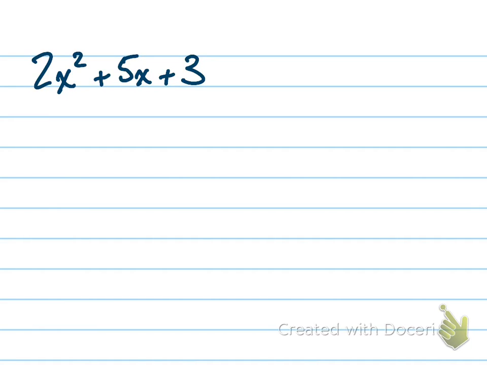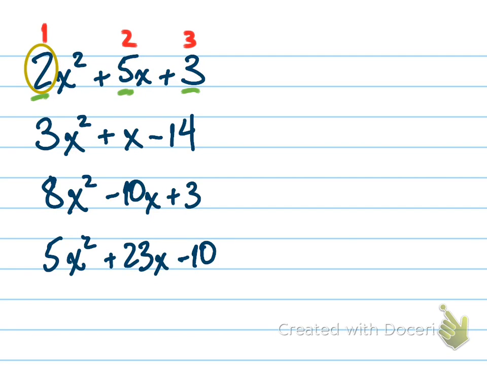There's one, 2x squared plus 5x plus 3. You can see that it's got three terms, and those coefficients have no common factors. 2, 5, and 3 have no common factors, and most importantly, the leading coefficient, or the number multiplying x squared, is not a positive 1. All right, here's a few other ones. I think you get the idea there.